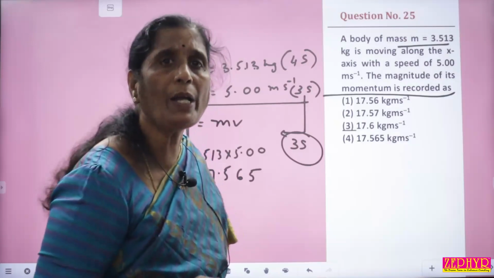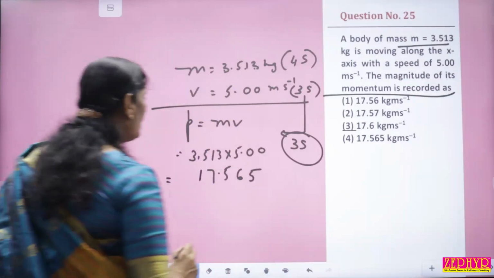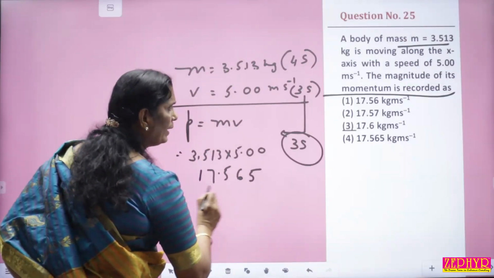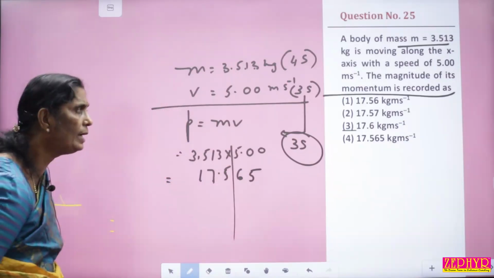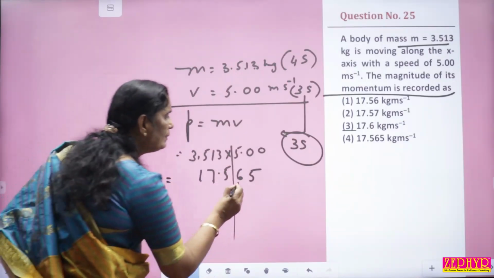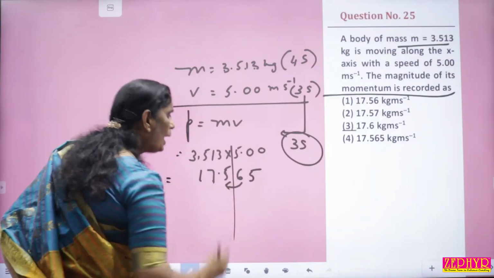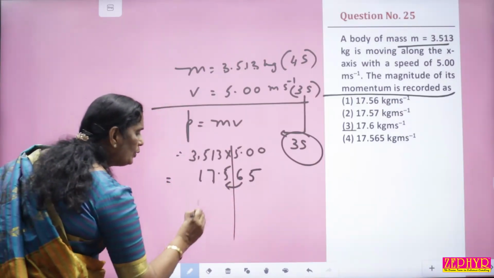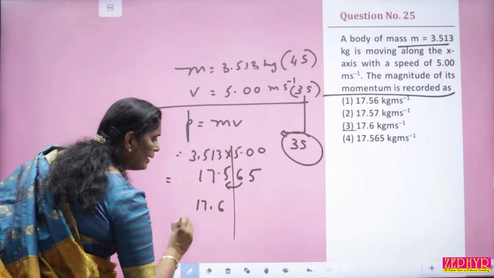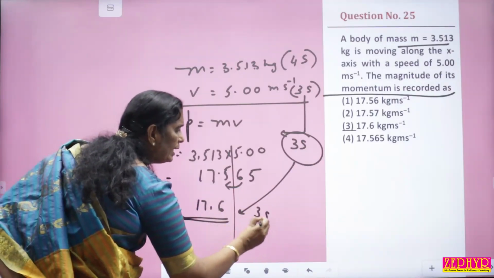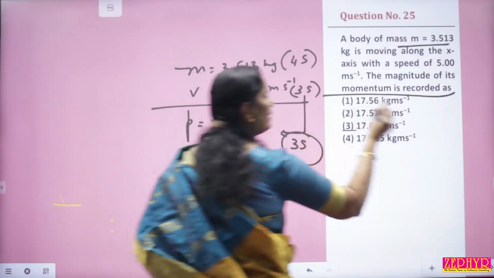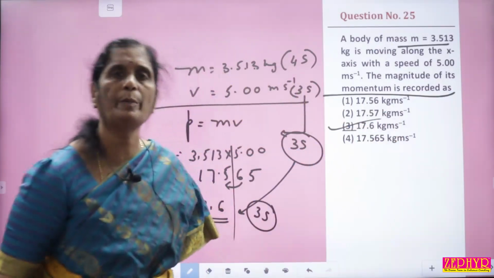But I had to correct it to 3 significant figures. So 3 figures in this way: 1, 2, 3. But this number is more than 5, so I had to add 1 to that. So it will be 17.6. 17.6 is according to the 3 significant figures. That's what he is asking. So the answer will be 17.6.